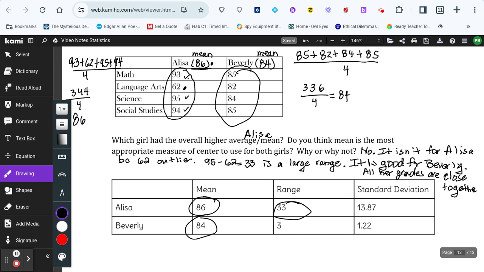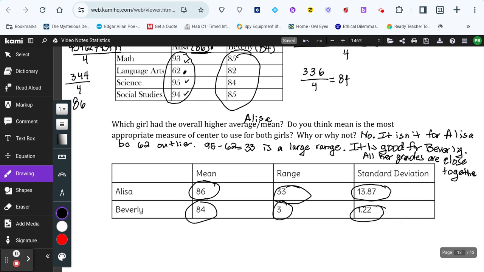And then the range for Beverly was 3. The standard deviation for Alyssa was 13.87, and for Beverly was 1.2. And then, you can put something like Alyssa also has a greater standard deviation. Beverly has a low standard deviation. But Beverly's is low.